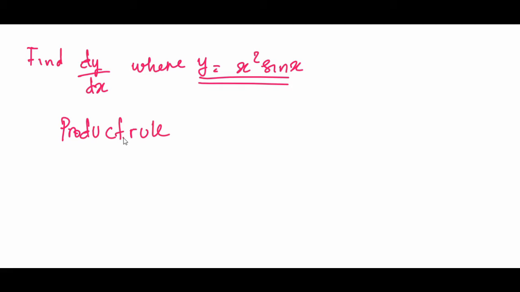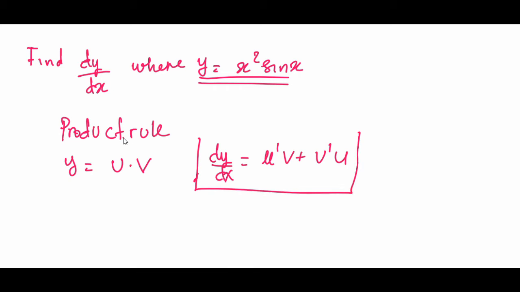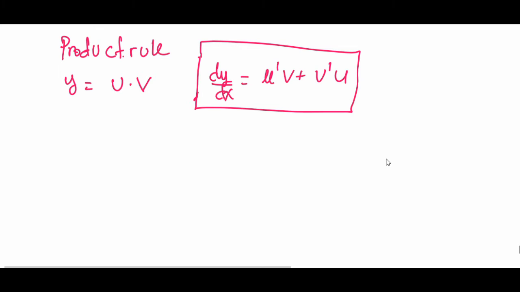When I have two functions, if my y is equal to my u times my v, my dy by dx will be equal to u prime v plus v prime u. So this is the formula of the product rule. Okay, this is interesting. Okay, let us proceed.